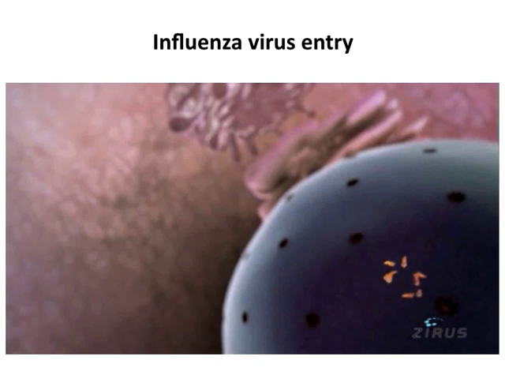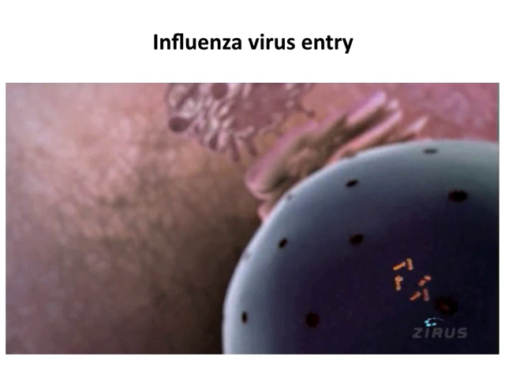This is the nucleus now. So that release of the RNP from the, there's a shell of protein underneath the envelope of the virus called the M1 protein, and the RNPs bind to that, and if the pH isn't lowered, they will never get out.